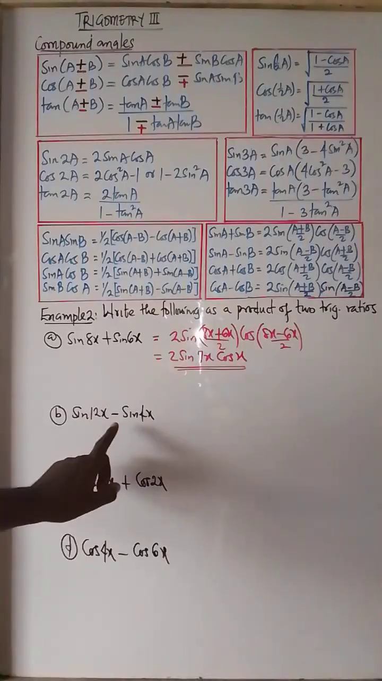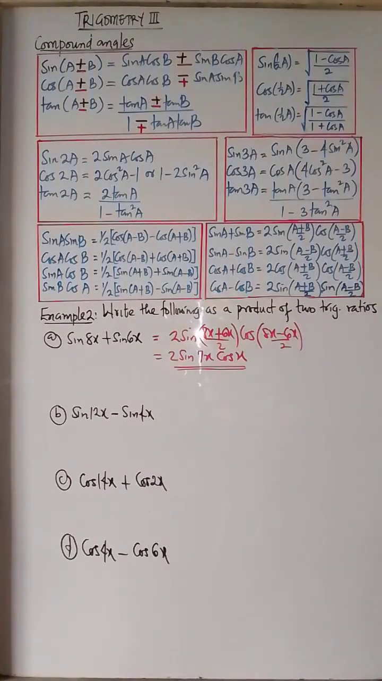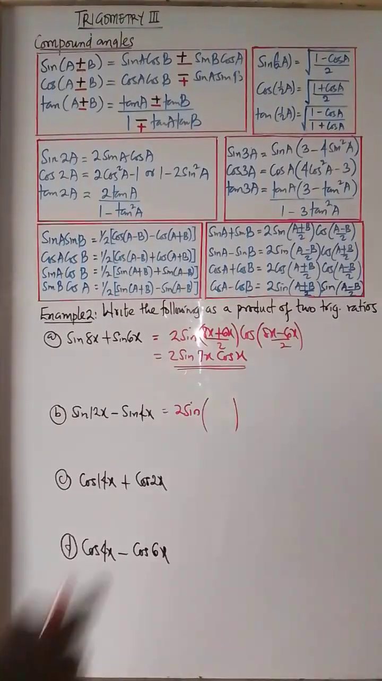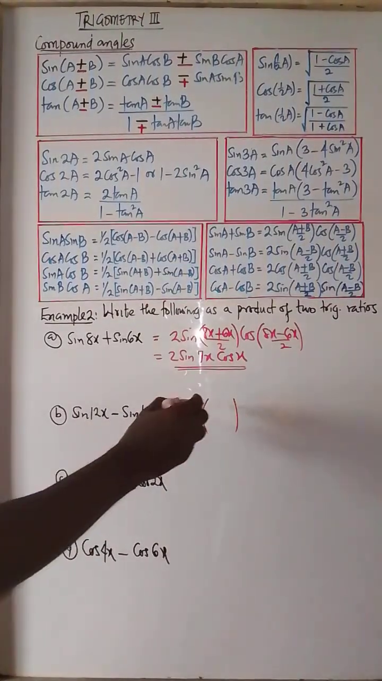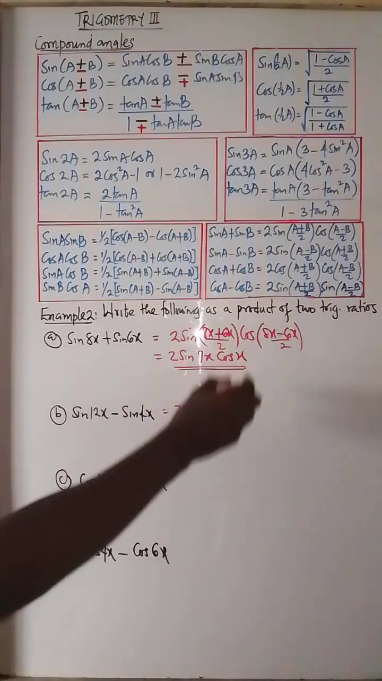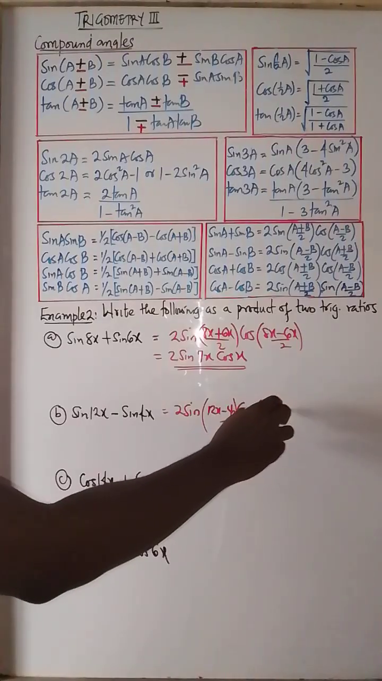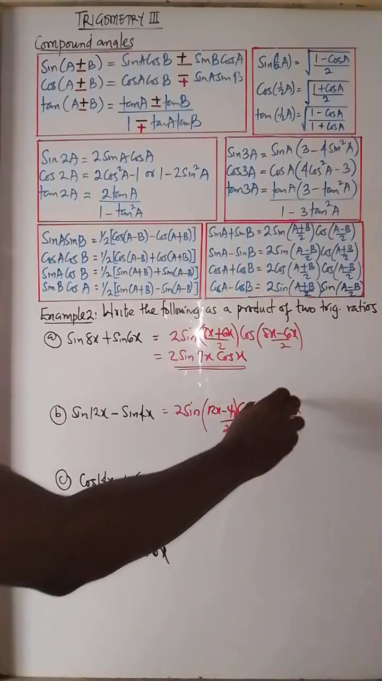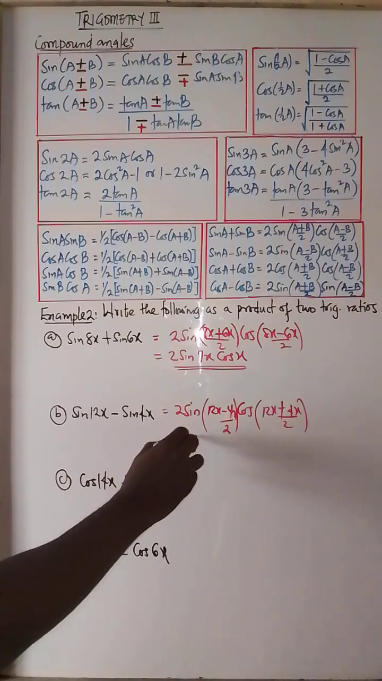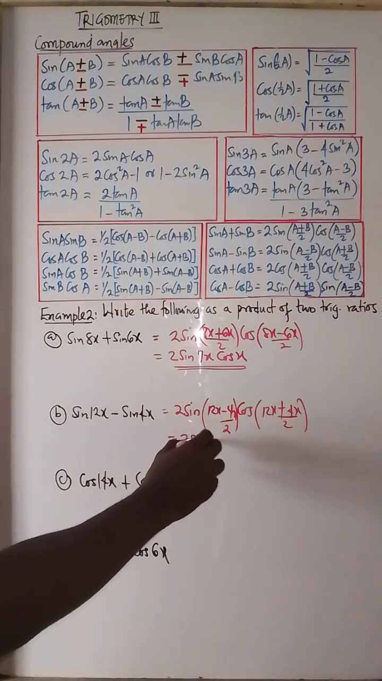Next one is sine, we are having minus. Sine, we are having minus. So we apply the second formula. That will be 2 sine A minus B, that's 12x minus 4x over 2. Then we have what? Cos. We now add. That will be 12x plus 4x over 2. So this becomes 2 sine, 12 minus 4 is 8 over 2, that's 4x.